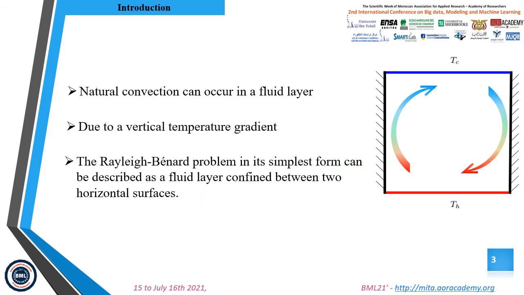Natural convection can occur in a fluid layer due to a horizontal or a vertical temperature gradient. When the bottom wall is heated and the top wall is cooled, this configuration is called the Rayleigh-Bénard configuration. The imposed destabilizing temperature gradient will trigger the movement of the fluid as soon as it exceeds a threshold value of the temperature.